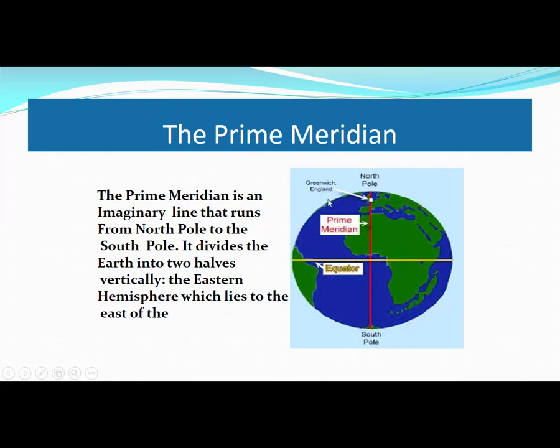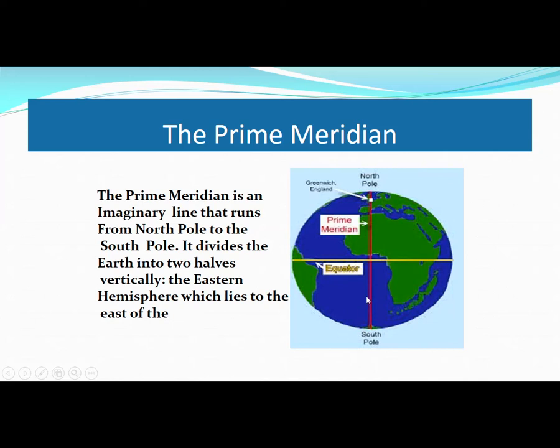It is also called Greenwich, England, because it's crossing the area in England, and it is also called the 0 degree. The degree of the prime meridian is 0, and same with the equator. This is also a 0 degree. The eastern hemisphere lies to the east.